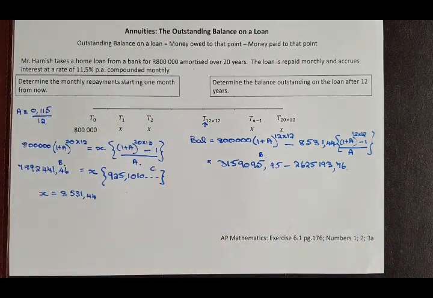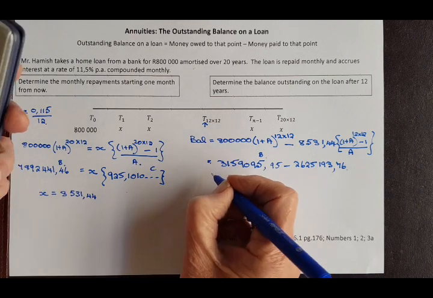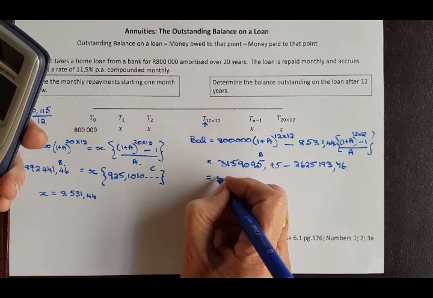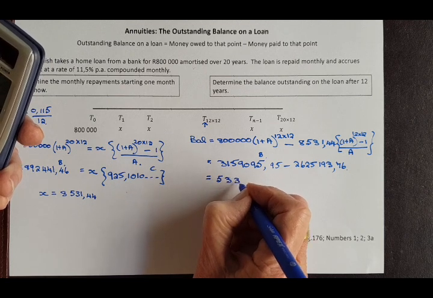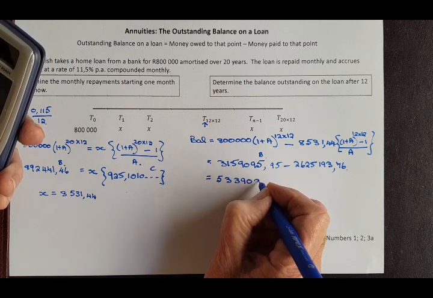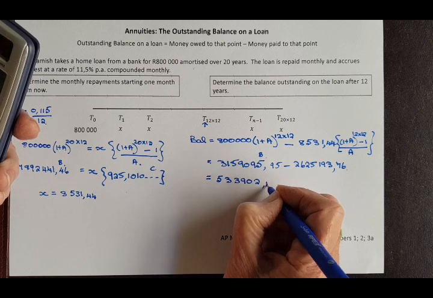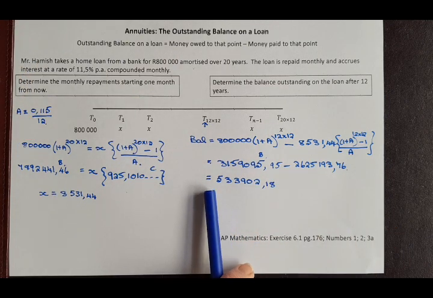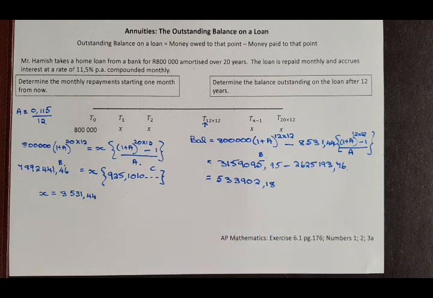2,625,193.76. And when I find the difference between those two values over there, I get 533,902.18. After a period of 12 years, that is how much money I would still owe.